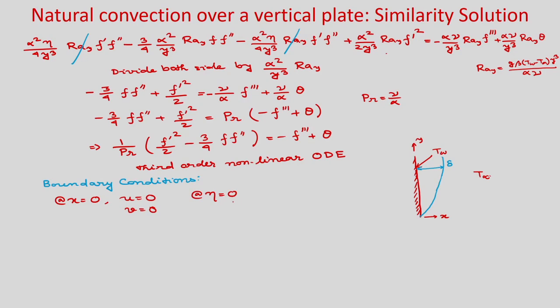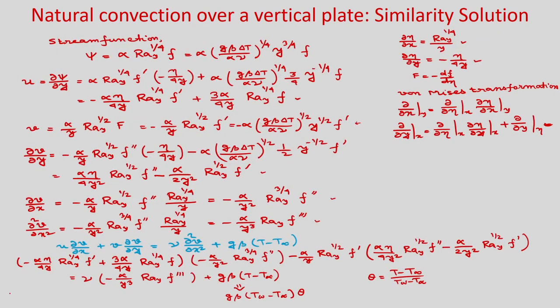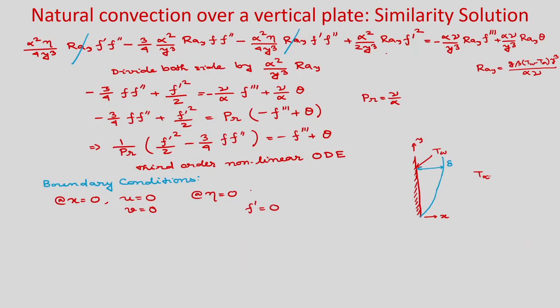So, if v is equal to 0, f prime is equal to 0. And for u equal to 0, this is the expression, f prime is already 0, so f will be 0. This is the stream function actually, so you are putting the stream function value as 0, because it is a vertical plate. u equal to 0 will give the stream function. The vertical plate is a streamline, and along a streamline the stream function will be constant. So, f is equal to 0.